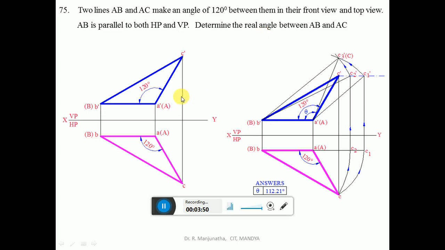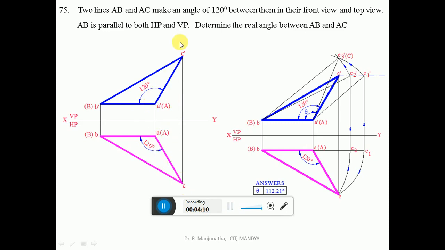But now we know that this is already in true length, that is A dash B dash, and AB is already in true length because it's parallel. Now when you are considering A dash C dash, this is the front view because the top view line is inclined. So this is the top view because the front view is inclined.